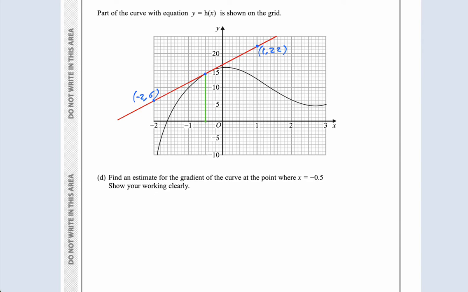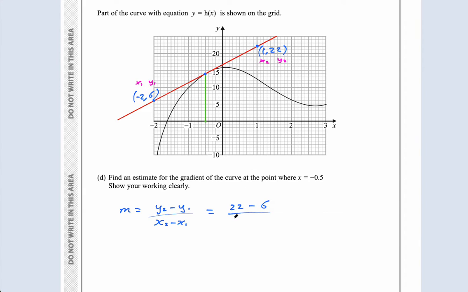Let's do x1, y1 and x2, y2. And my gradient formula, m, is y2 minus y1 over x2 minus x1. Change in y over change in x. So I just sub in my y2, 22. Sub in my y1, 6. So it's y minus 6.